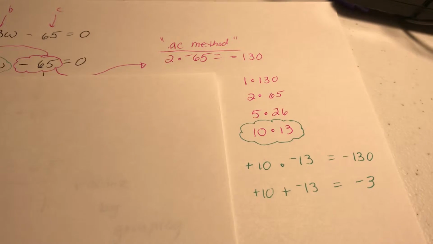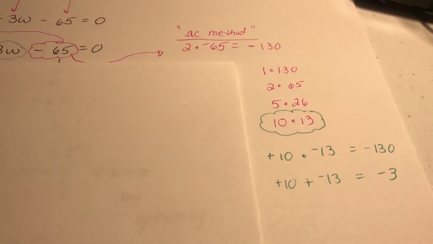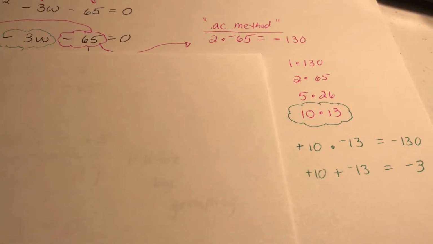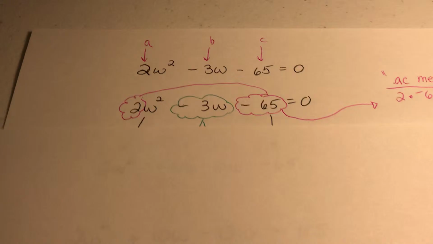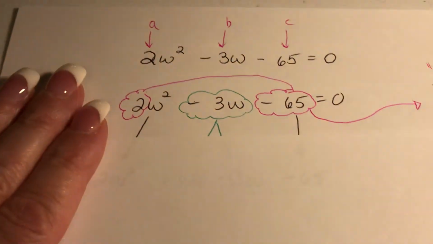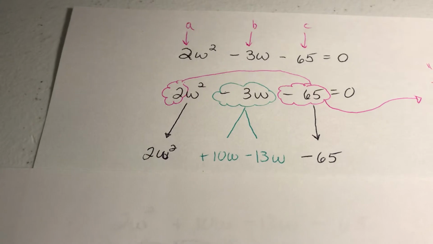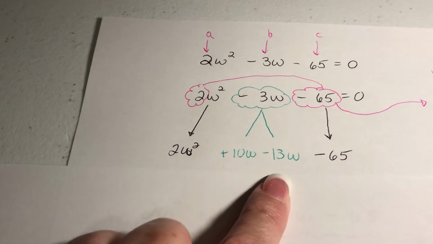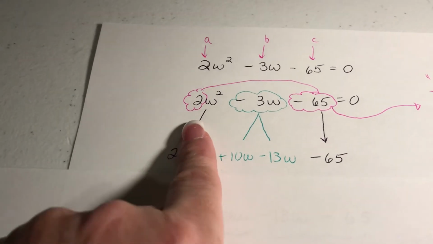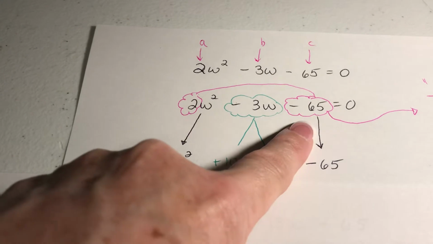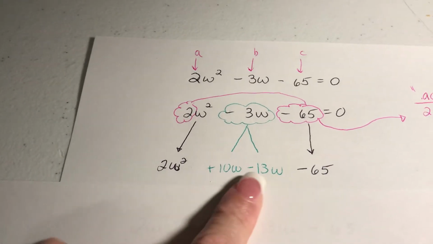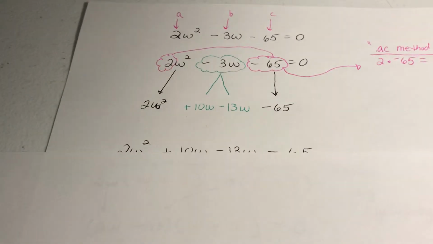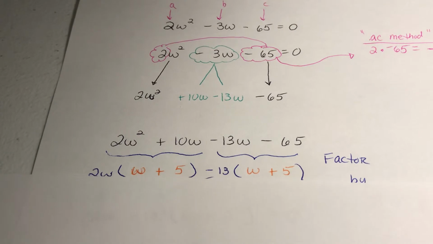And what this AC method does is it actually finds for you what the outsides and insides were in the FOIL method when you FOIL these things. So I'm going to come back over here and take out the middle term, the -3w, and replace it with a plus 10w minus 13w. So that instead of a quadratic equation with 3 terms in it, I've now got a polynomial equation with 4 terms, so that I can do something called, and I've rewritten this down here in black, factoring by grouping.